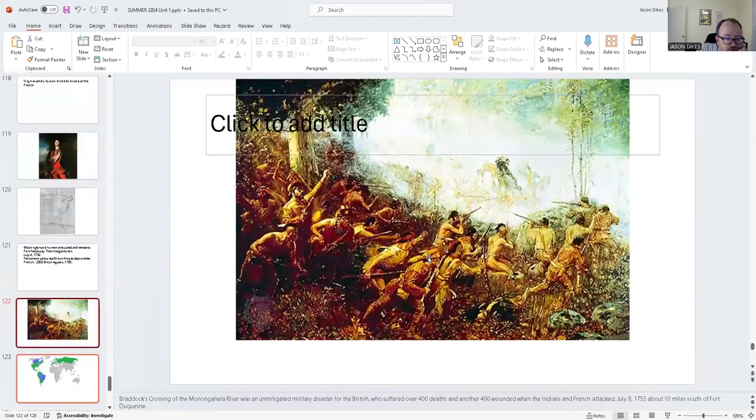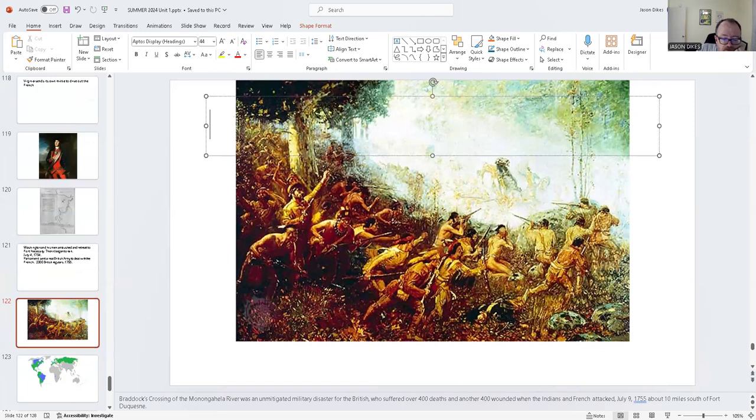That British army of 2,300 people gets wiped out trying to cross the Monongahela River. You can see the French and the Indians on one side. You can see the British out in the riverside attempting to cross. If we look at the note down here, 400 dead British, another 400 wounded, about 10 miles south of Fort Duquesne. So that didn't go too well. So much for our real British Army.